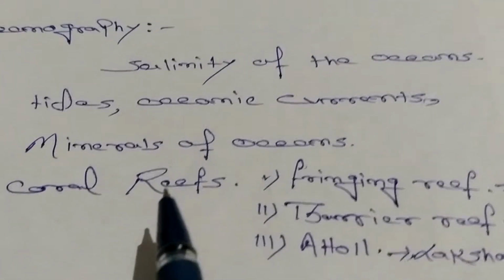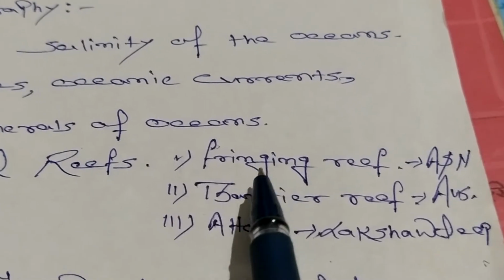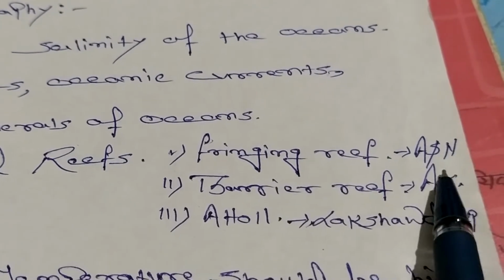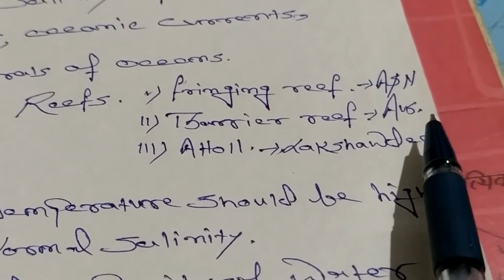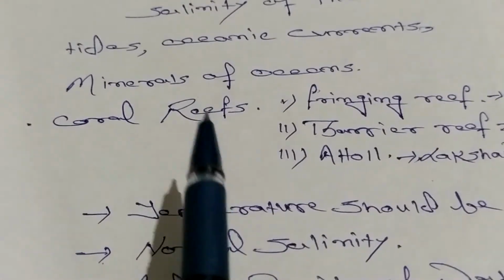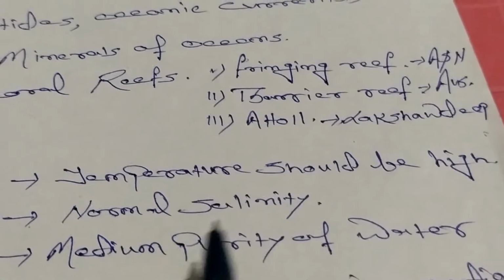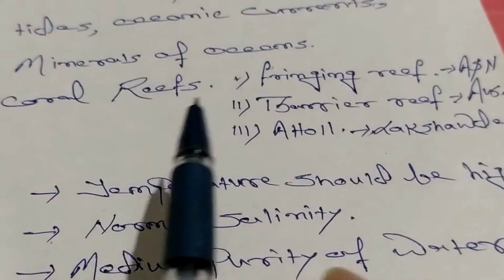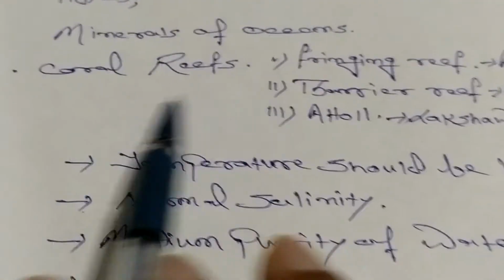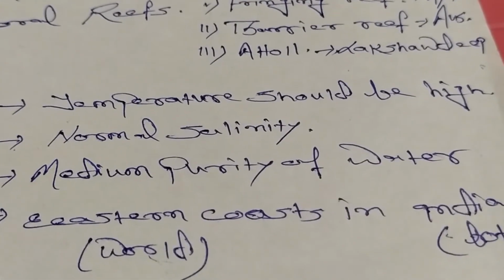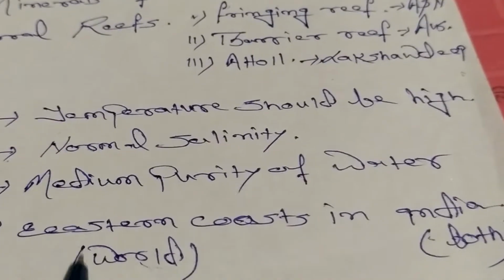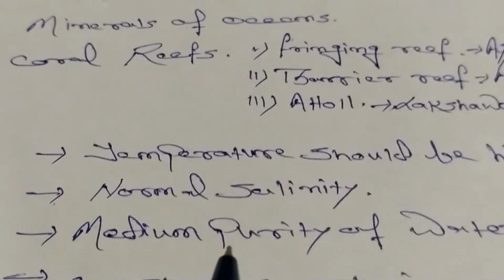Then comes coral reefs. Coral reefs are of 3 types: fringing reef found in Andaman and Nicobar, barrier reef or Great Barrier Reef of Australia, famous, and atoll found in Lakshadweep. Okay friends, for coral reefs, temperature should be high, normal salinity of oceans, medium purity of water, and eastern coral reefs found on the eastern coast in the world, and in India it is found on the eastern as well as western coast.